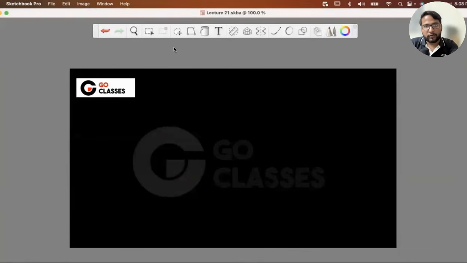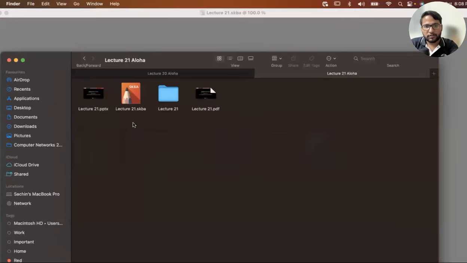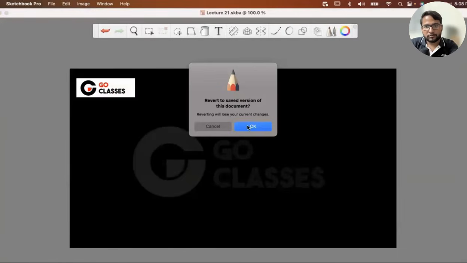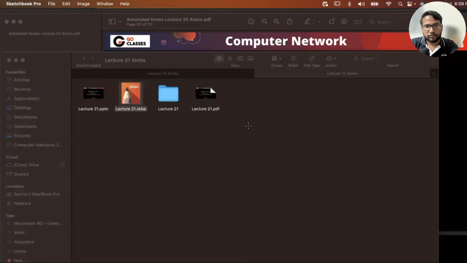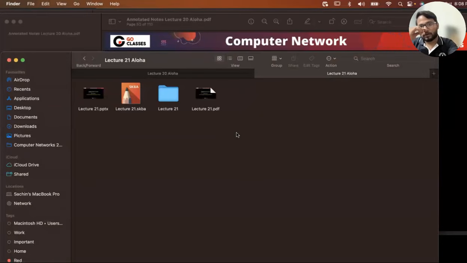So the annotated notes, I think, have been lost. Somehow it got stopped automatically, and the notes have been lost.